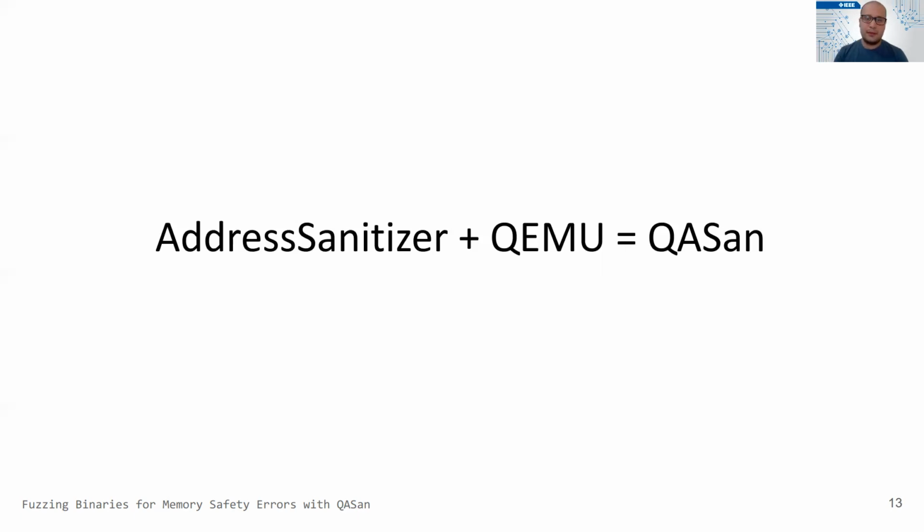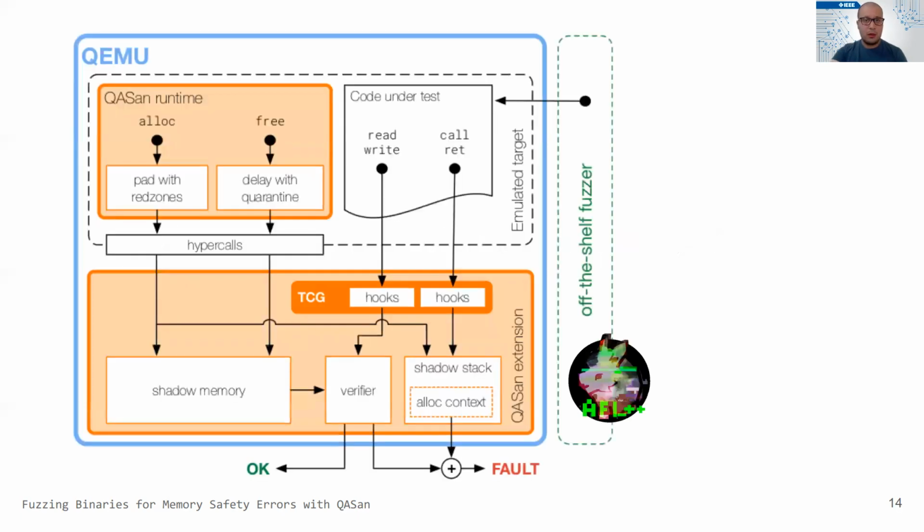Here we are, we built address sanitizer on top of QEMU to enable sanitization while fuzzing with AFL++. The architecture of our tool is composed of two parts. One is AFL++, but it can be easily replaced with any fuzzer with a bit of engineering, and QEMU. Inside QEMU, QASan is divided in two parts. One that runs inside the emulated target, and one that runs in the host, as part of the emulator.